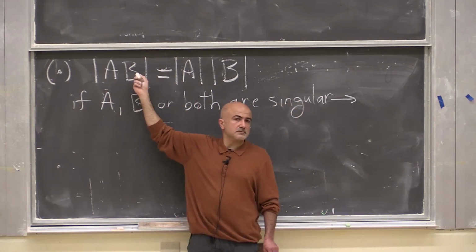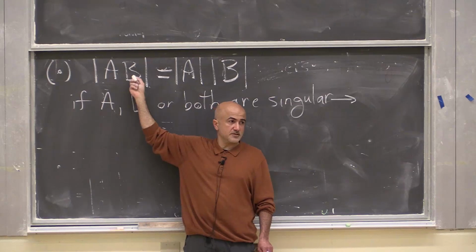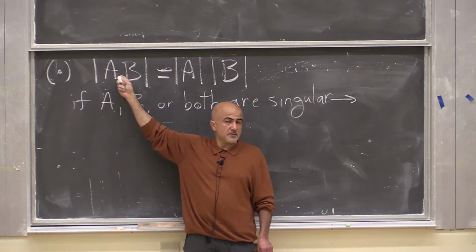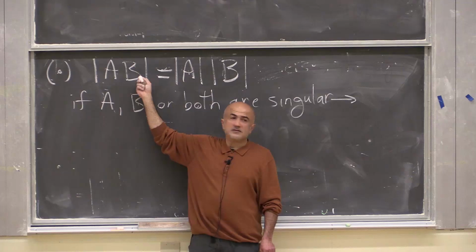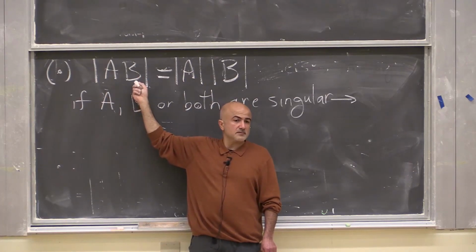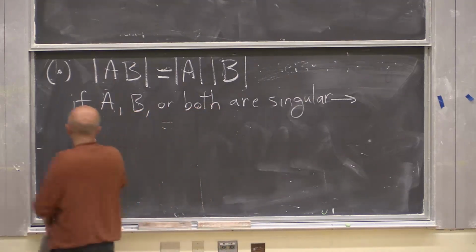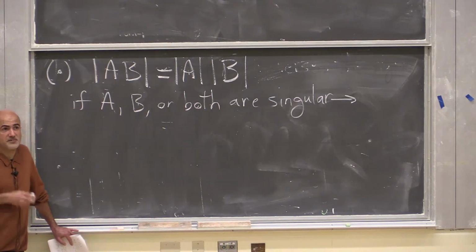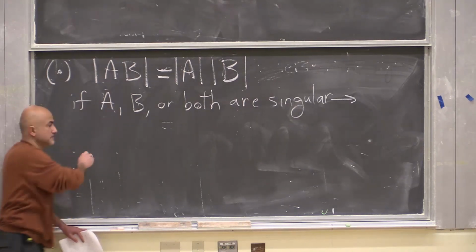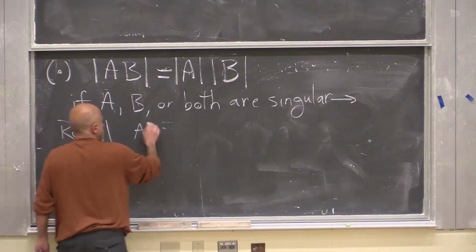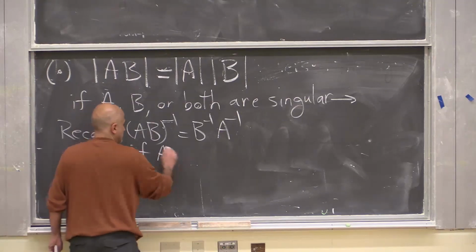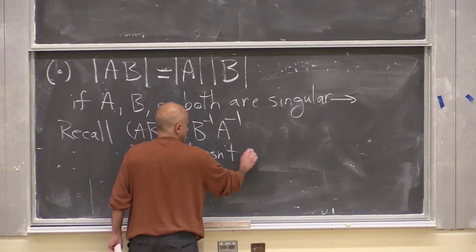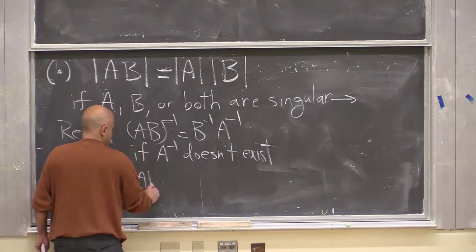If A is singular, can AB be non-singular? Can you multiply a non-invertible matrix with, let's say, an invertible matrix? Let's say B is invertible, A is not invertible. If I perform that product, am I going to get an invertible matrix? Why not? If the product AB is invertible, the inverse is what? B inverse times A inverse. But if A inverse doesn't exist, the product doesn't have an inverse. Right? Recall, AB inverse is B inverse A inverse. If A inverse doesn't exist, AB inverse can't exist.